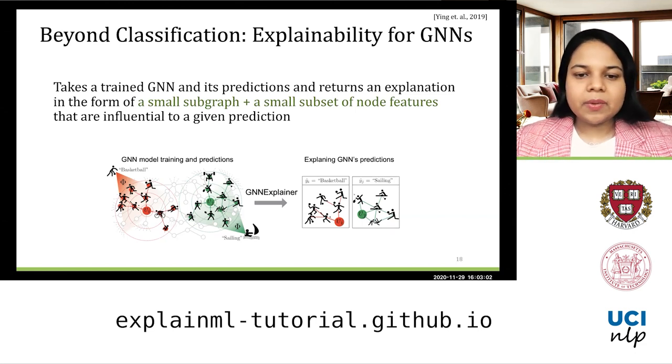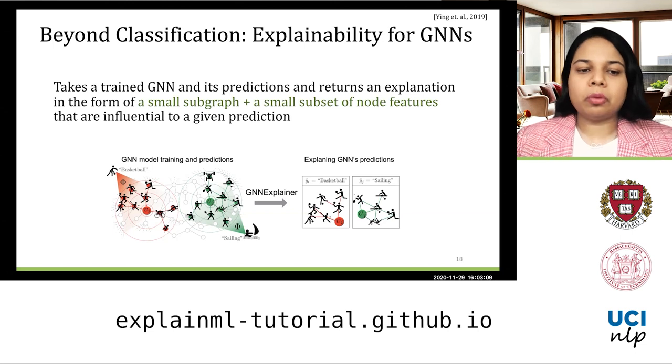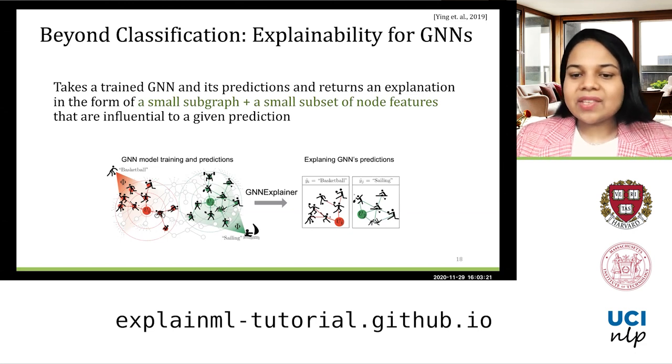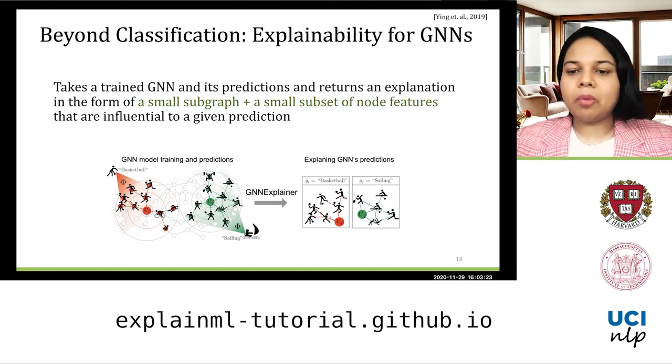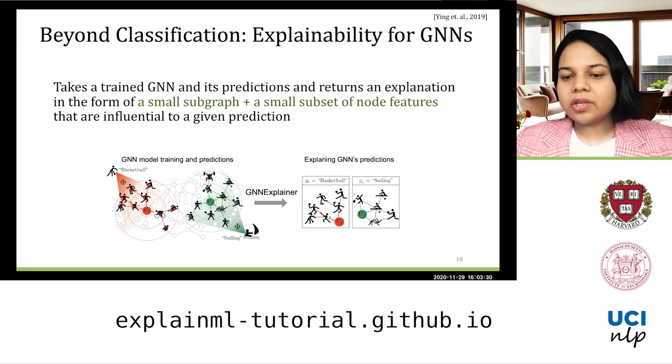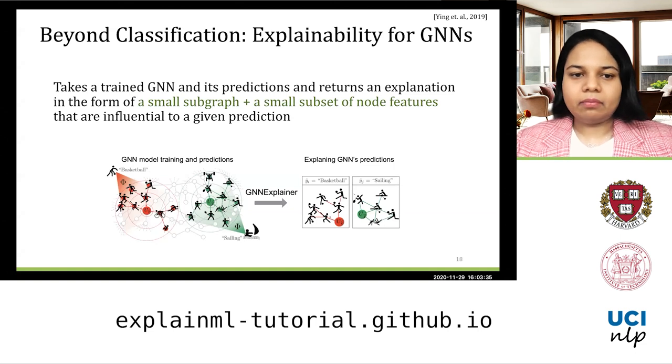For example, here you see a simple picture which captures two nodes Vi and Vj and their corresponding predictions output by the GNNs, which is Vi is labeled as basketball and Vj is labeled as sailing. And if you look at the explanation on the right-hand side, what you see is that Vi has a lot of friends who are interested in ball games, and so Vi is assigned the label basketball, and Vj has a lot of friends who are interested in water sports, and hence Vj is assigned the label sailing.